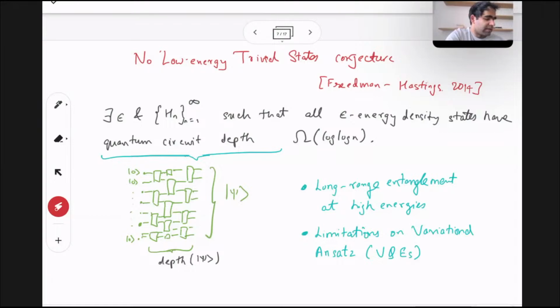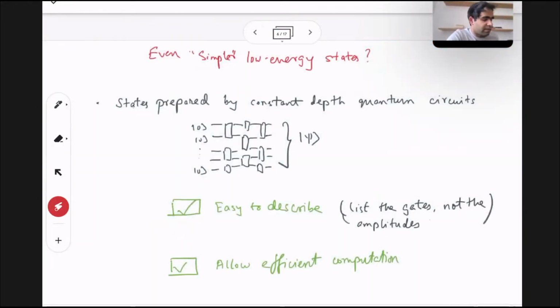So what you're asking is, is there a family of local Hamiltonians, which I can think of as hard local Hamiltonians, because any approximation to the ground state is complex from the point of view of quantum state complexity? It's not a simple quantum state of this kind.